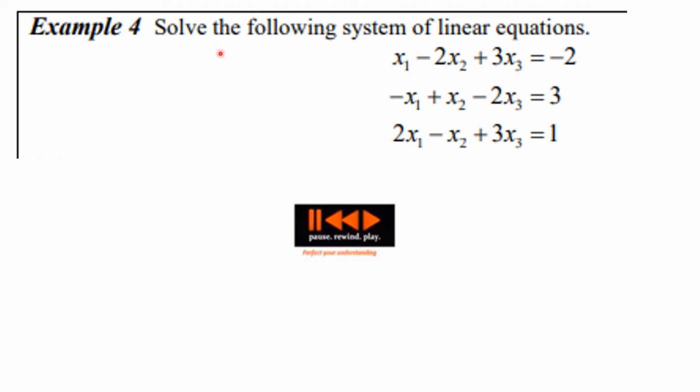Let's do another example. Now here you have 3 equations and 3 unknowns. So please pause and give this a go. Let's see how you did.